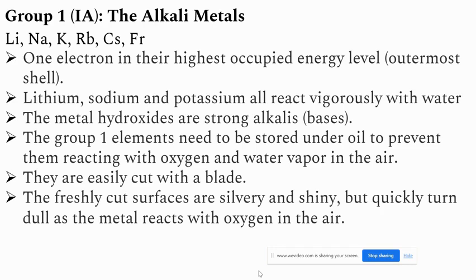I was going to play hangman with you. They all have one valence electron. So that is why they are in the first column. That is why hydrogen is there, but it is not a metal. Everything else in that column is a metal, and they're known as alkali metals.